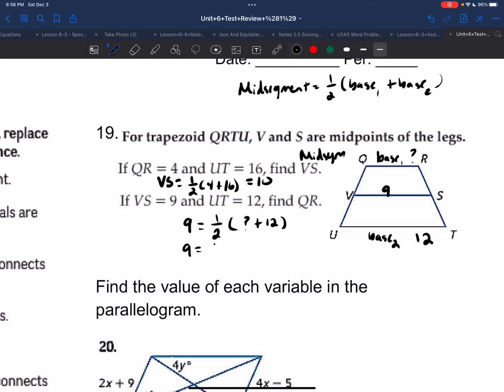So if I use the distributive property, I get 1/2 times the question mark plus 6. And I subtract both sides by 6 here. So that's going to give me 3 equals 1/2 the question mark. So then I'm going to multiply both sides by 2 to get that question mark by itself. So then I get 6 equals my question mark. So what does this mean? 6 is equal to QR. And that's my answer. Okay?